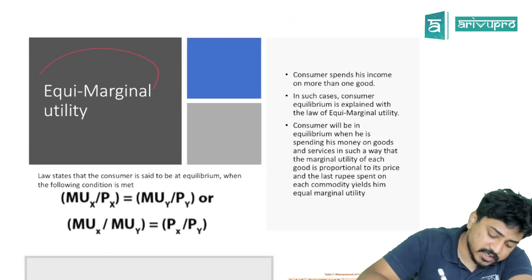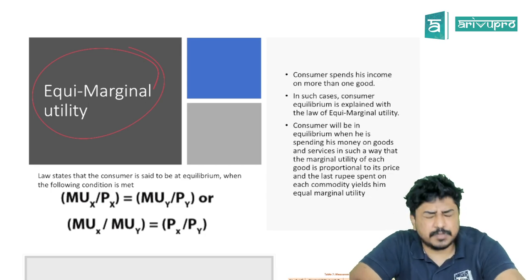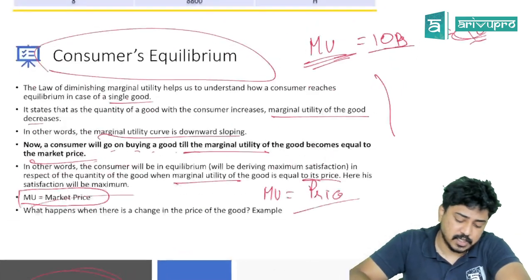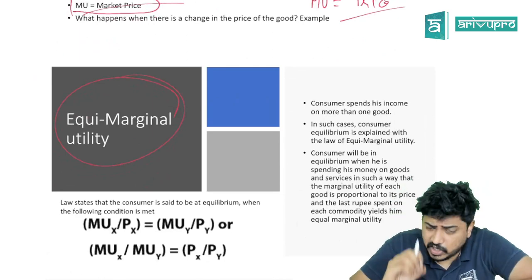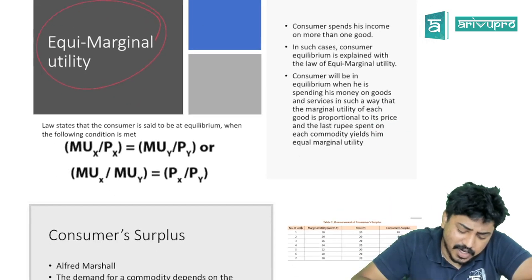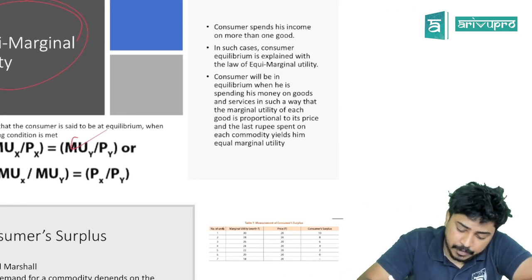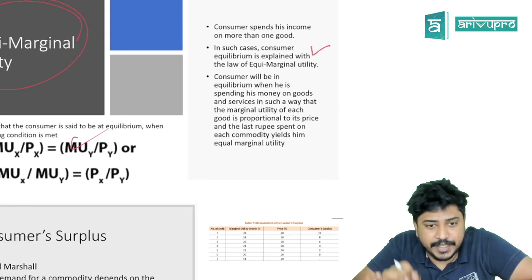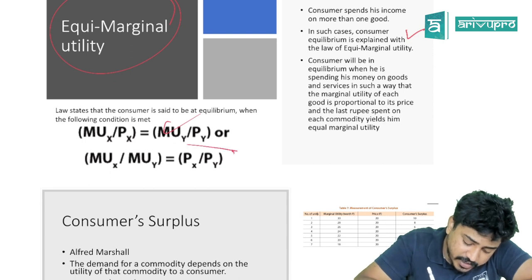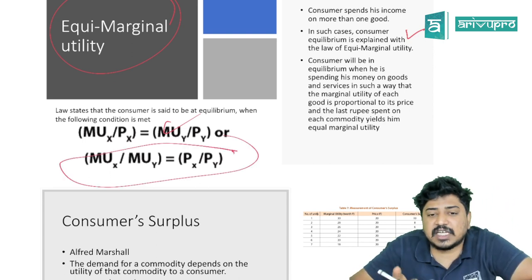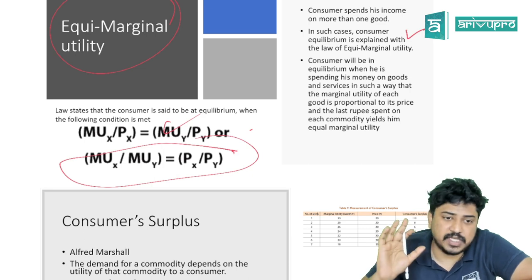Done. Now, what is this equi-marginal utility? Now, we saw how a consumer attains equilibrium in one unit, if he spends his entire money on one unit. This is what diminishing marginal utility taught us. But in reality, does a consumer spend only on one unit or more than one? More than one, right? Here, they are talking about two units. If he spends on more than one or two units, we call it equi-marginal utility. So when will he achieve equi-marginal utility? When MUx/Px is equivalent to MUy/Py. When this condition is satisfied, he will achieve his maximum utility.